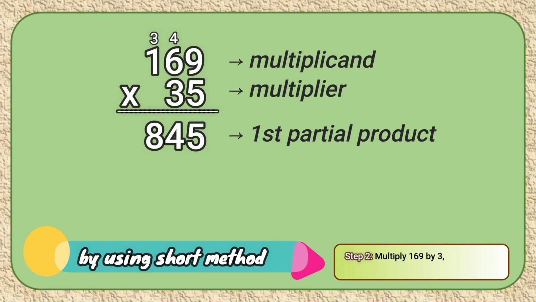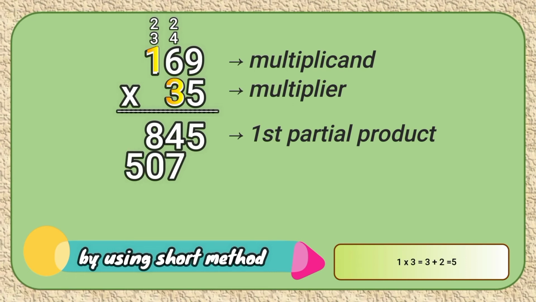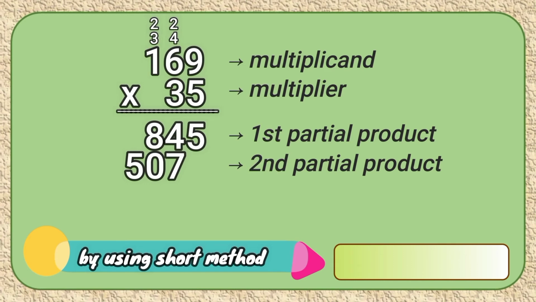Step 2. Let us multiply again 169 by 3. Regroup when the product is 10 or greater. So we have 9 times 3, that is 27. Bring down 7, regroup 2. 6 times 3, that is 18, plus 2, 20. Bring down 0, regroup 2. 1 times 3, that is 3, plus 2, that is 5. So the second partial product is 507.